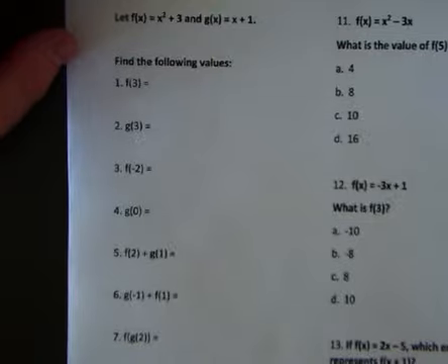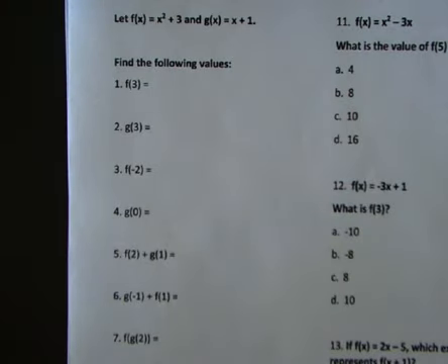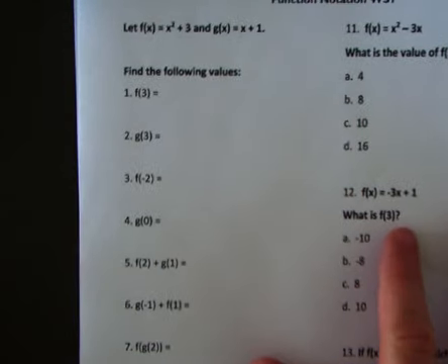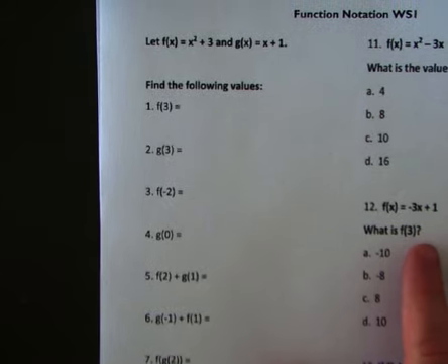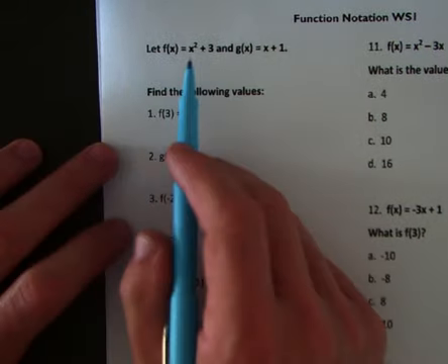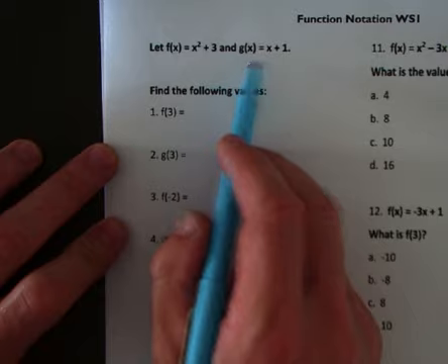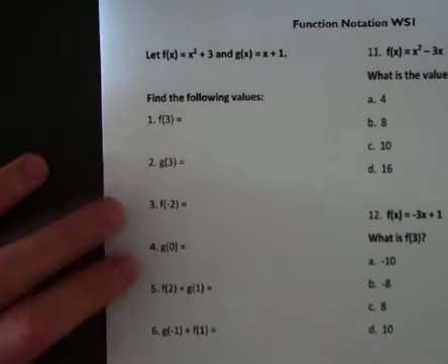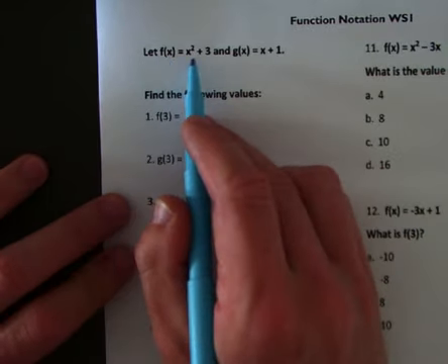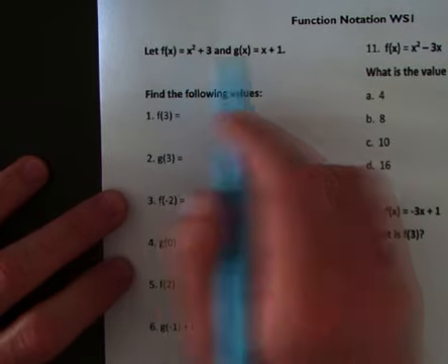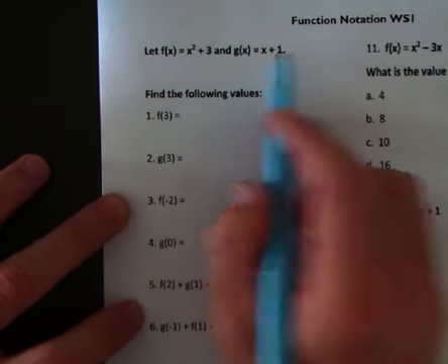All right, let's move on to the second page of notes for today. And this is just going to be some practice of using function notation. So we're going to start over here on this side. It says let f of x equals x squared plus 3 and g of x equals x plus 1. So if I see f of a number, I'm going to plug that number into x squared plus 3. If I see g of a number, I'm going to plug that number into x plus 1.